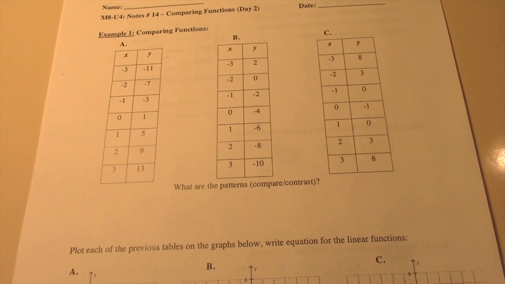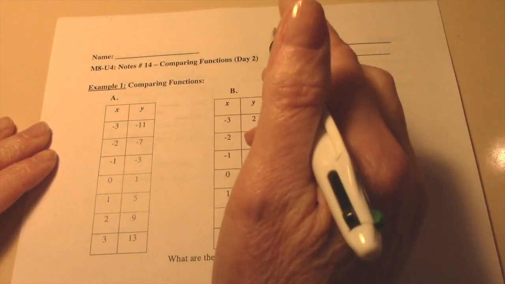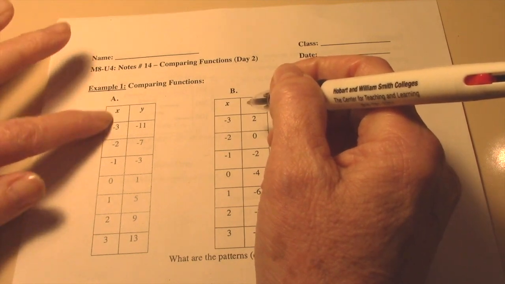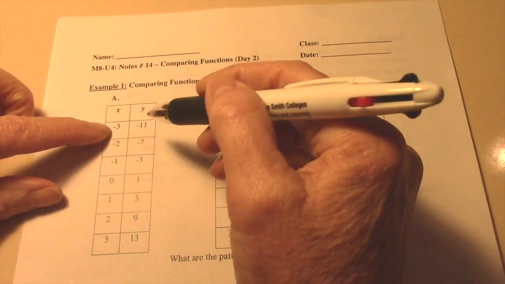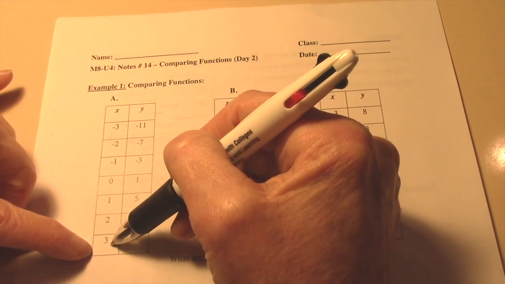Okay, so comparing functions, notes 14. Remember, when we get a table, we want to see if there's a pattern. Nicely, on the x side, -3, -2, -1, it's going by 1.